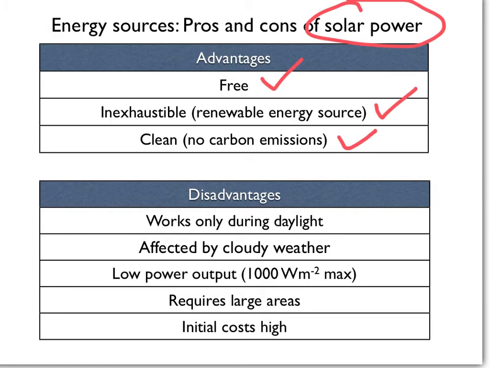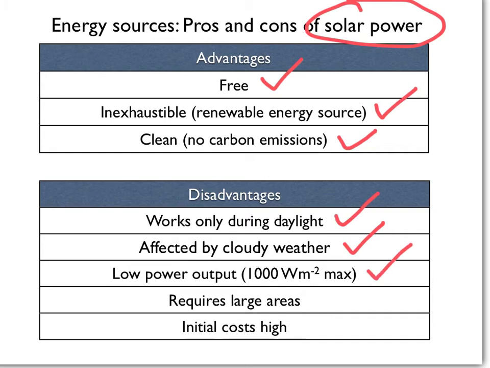There are some disadvantages to solar power though. One is it only works when the sun's shining, only in the daytime. You can't make electricity at night with solar power. It's affected by cloudy weather. You really need a clear, bright blue sky in order to generate electricity with solar power.